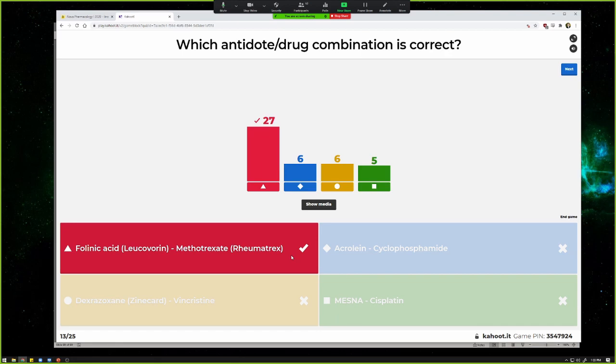So that would be a correct combination. Remember, cyclophosphamide produces acrolein. That's what causes the hemorrhagic cystitis. So that's the actual toxic byproduct there. Mesna would be the antidote for that, right? So you give mesna along with cyclophosphamide in order to prevent that toxicity from occurring. Cisplatin, no real antidote for that one, unfortunately, besides just really vigorous hydration. And then dexrazoxane is going to be for your anthracyclines, so your doxorubicin, daunorubicin, and mitoxantrone. No good antidotes for vincristine, unfortunately.